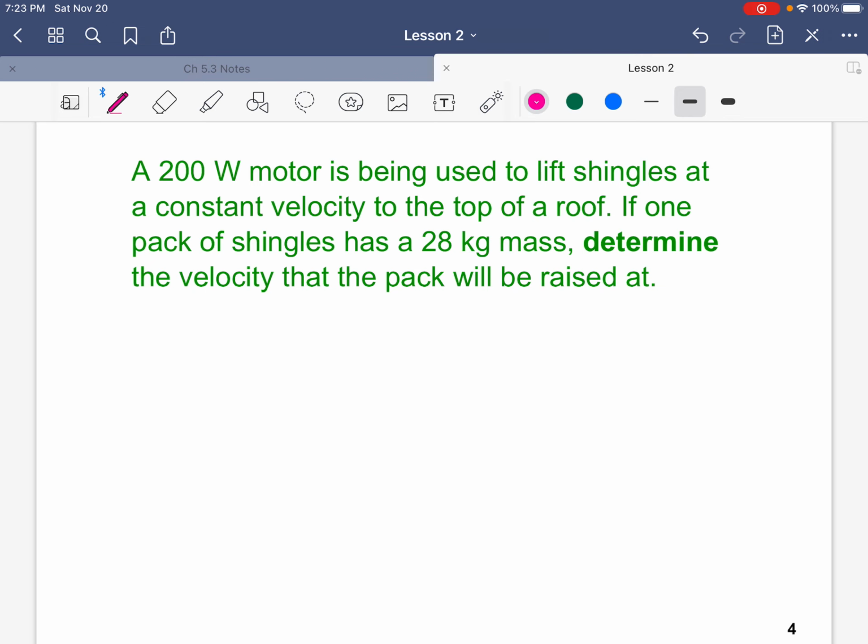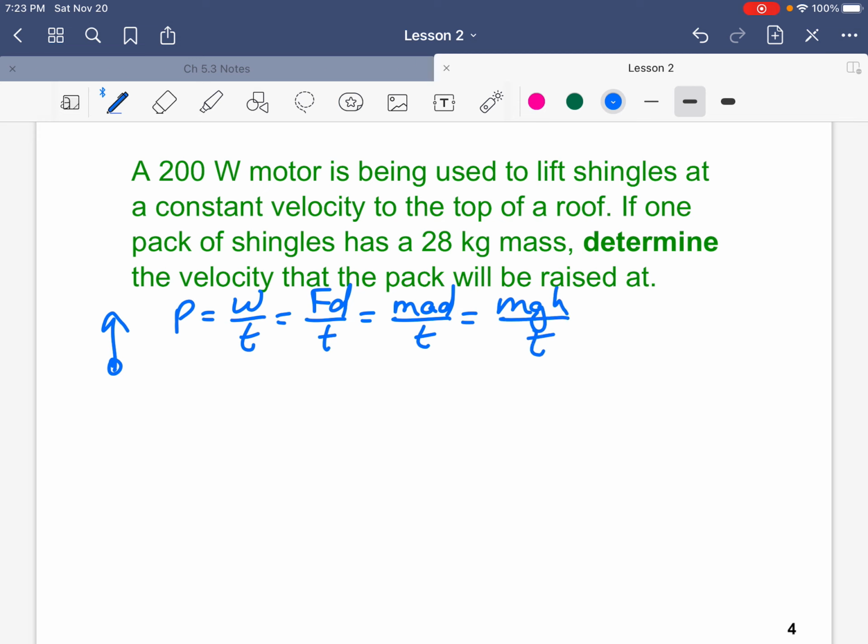Now, a 200-watt motor is being used to lift shingles at a constant velocity to the top of a roof. If one pack of shingles has a 20-kilogram mass, determine the velocity that the pack will be raised at. Going up, power is work done per unit time, force times distance over time, MAD over time, MGH over time.